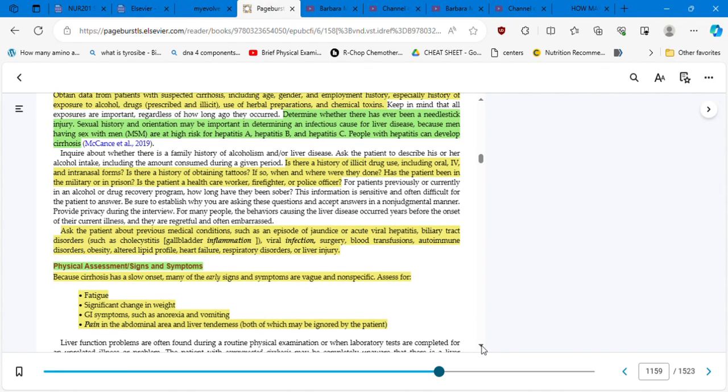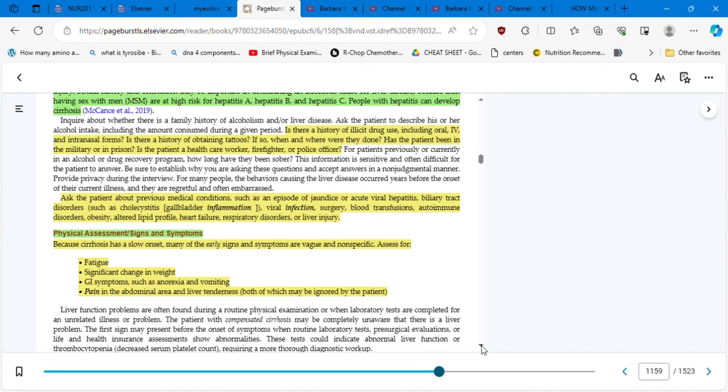History of illicit drugs, history of tattoos. Has the patient been in the military or in prison? Is the patient a healthcare worker, firefighter, or police officer, right? We are in this group, and many things happen when we are working. We have accidents. We can by mistake have a needle injury.